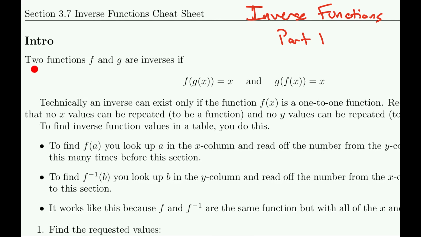So here it is. Two functions, f and g, are inverses if f of g of x is x and g of f of x is x. I was going to say you have to use these formulas to find an inverse, but that's not actually true. You can use these formulas to check if two functions are inverses, but you don't use them to actually find an inverse.